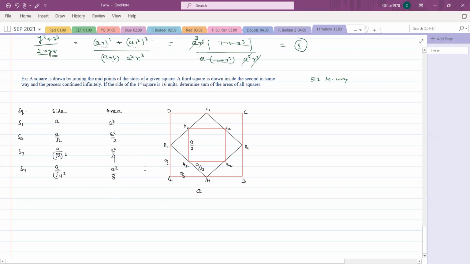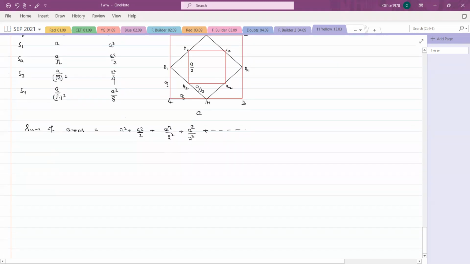Am I correct? The areas, as well as the side lengths, are in GP, a decreasing GP. So the sum of areas is A square plus A square by 2 plus A square by 4, that is 2 square, A square upon 2 cube, and so on. What is the sum of a GP up to infinite terms? A divided by 1 minus r. So here you'll get A square upon 1 minus r, where r means 1 by 2, which is 2A square.